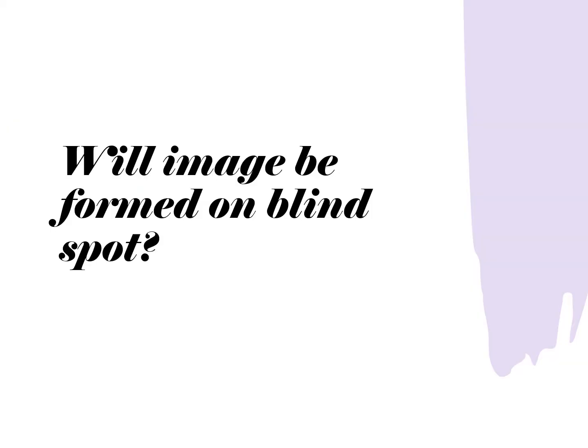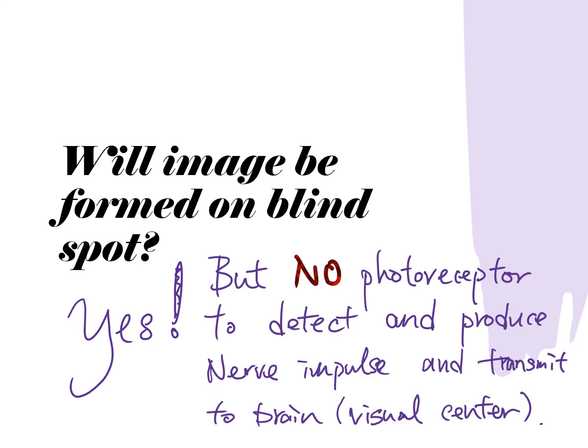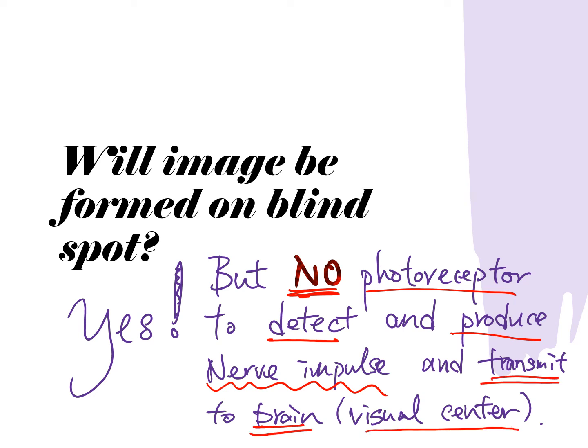Alright, let's take a look at the question to check your understanding. Will the image be formed on the blind spot? Will the light shine on the blind spot? Of course, yes. Light or image can be formed on the blind spot, but the problem is you cannot see them because there is no photoreceptors on the blind spot to detect and produce the nerve impulse. There is no photoreceptors, so no detection, no production of nerve impulse, no transmission to the brain visual center. This is the reason why there is image on the blind spot, but you just cannot detect it.